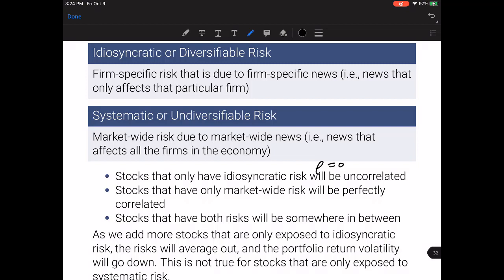If stocks have only a market-wide risk, they'll be perfectly correlated, so we have a correlation coefficient of 1, right? In this case, your portfolio could have much more risk than you wanted. You might as well just hold onto one stock if you want to mitigate risk here. And stocks that have both risks will be somewhere in between. And that's where we want to be, right? We want to only be exposed to this correlation coefficient, which could be between 0 and 1.